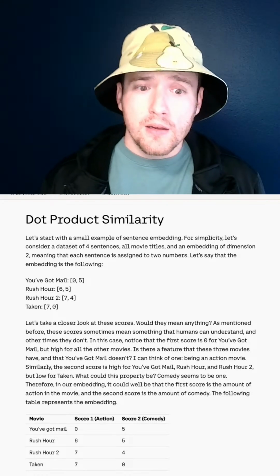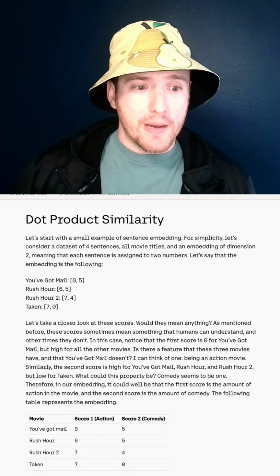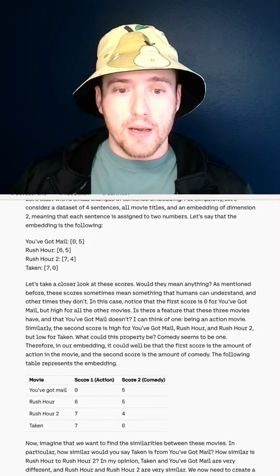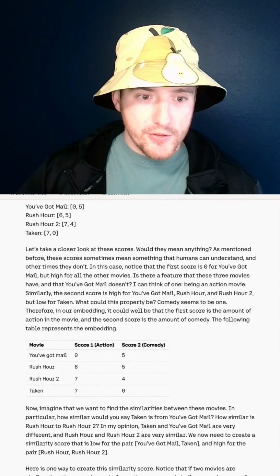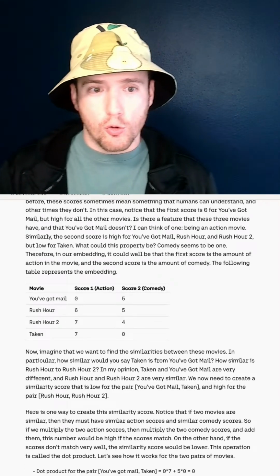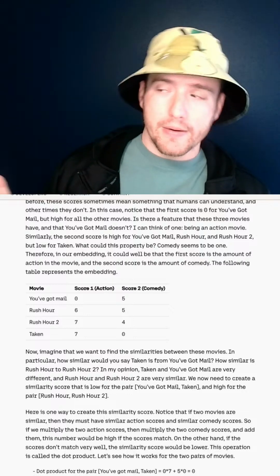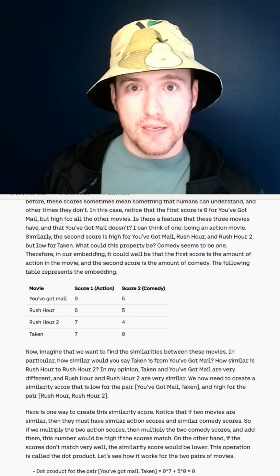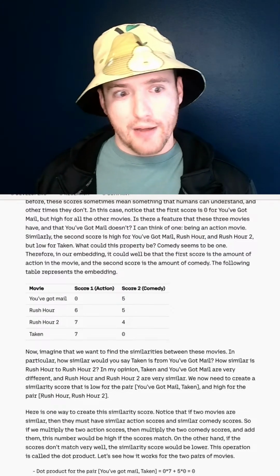Therefore, in our embedding, it could well be that the first score is the amount of action in the movie, and the second score is the amount of comedy. And they've broken this out into a table for us to see, score 1 being action, score 2 being comedy, and you can kind of assume where this would be placed on a movie genre graph.